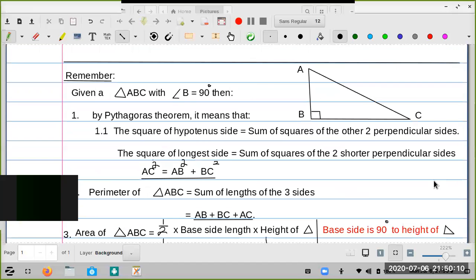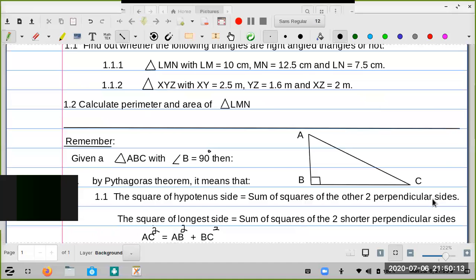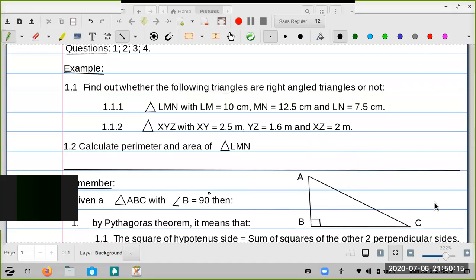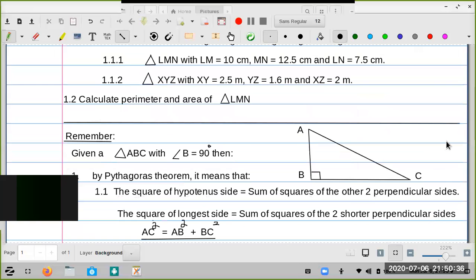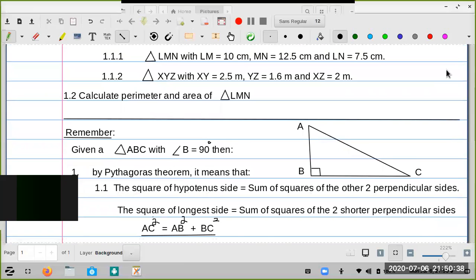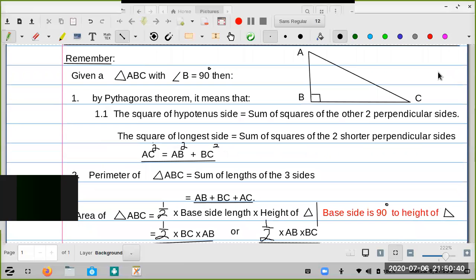So if you check here on 1.1.1, which one is the longest side? The first side is LM, which is 10 centimeters. The second one is MN, which is 12.5 centimeters. And the third one is LN, which is 7.5 centimeters. So my longest side is MN, which is 12.5 centimeters. So we are now going to answer the first question.